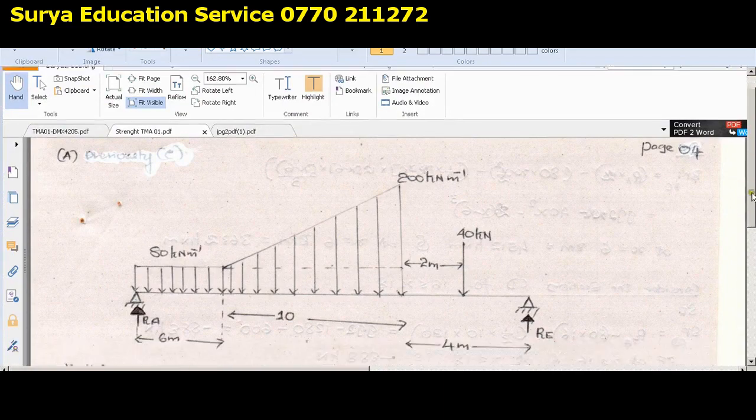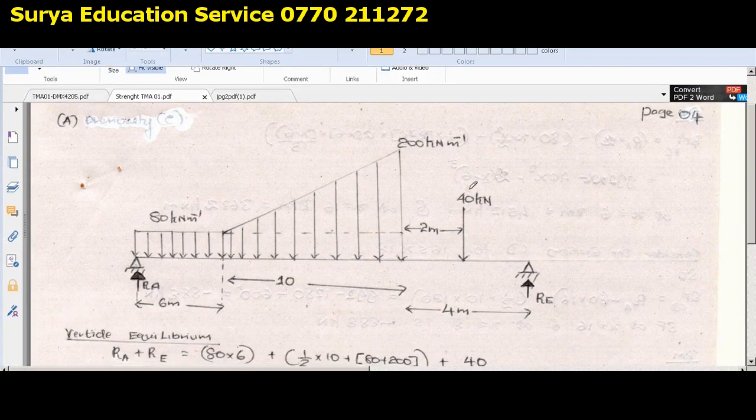Now here, because of this reaction, what would be the direction of the bending moment? It is positive. Why? Because the left side is going up. So it is a positive bending moment.